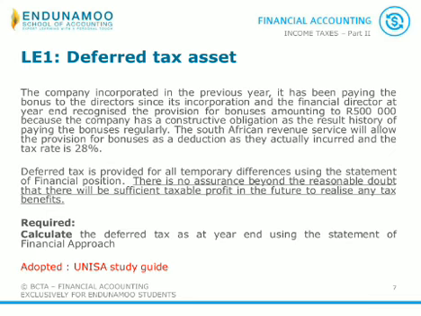That's already a trigger. We just covered the instances when a company can actually recognize this deferred tax asset. And in this scenario here, they're actually specifically telling us that there is no assurance beyond reasonable doubt that there will be sufficient taxable profit in future to realize any tax benefit. Okay, so let's see what they require us to do. So they require us to calculate the deferred tax asset at year end using the statement of financial position approach, which is our balance sheet approach.